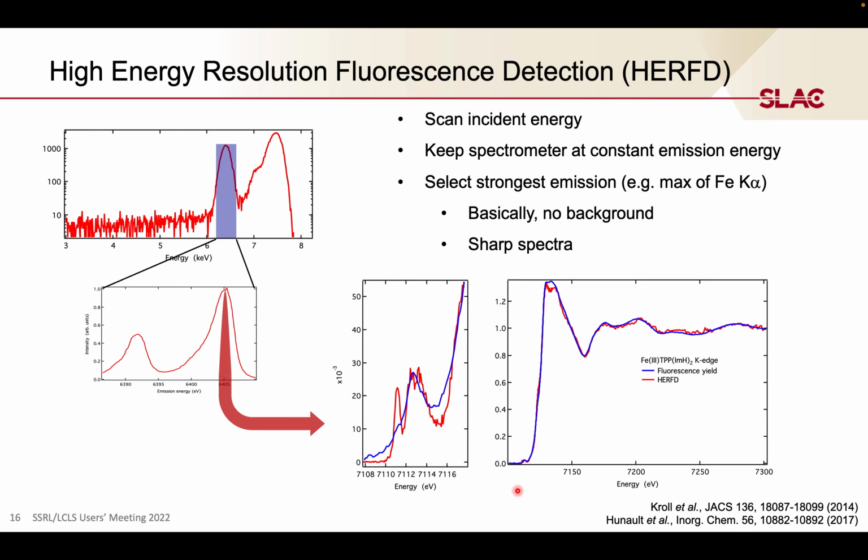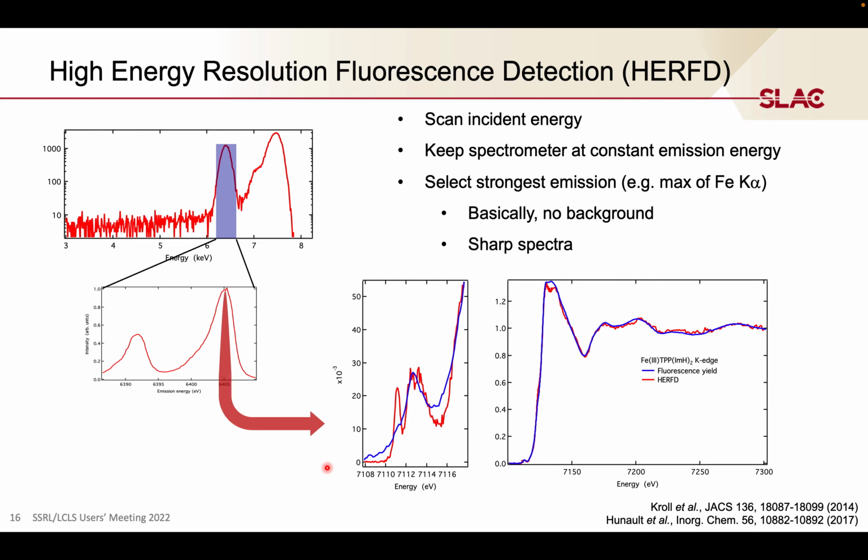Another big advantage is that there's basically no background, because we reject everything that does not fall into the small energy window. And you see that here. It's practically background free, while the other one has quite a background underneath, which means you very quickly get out all the features you need. And that means you can go to very low concentrations.